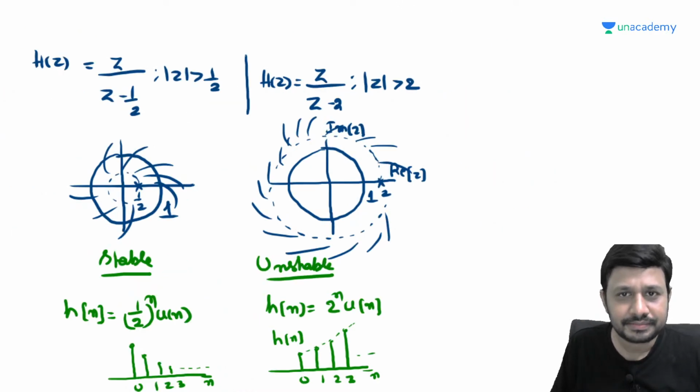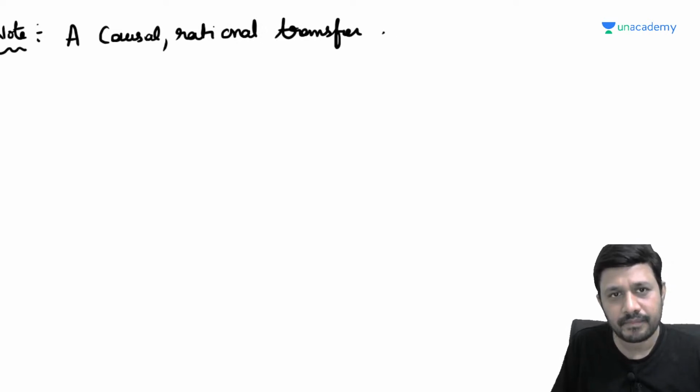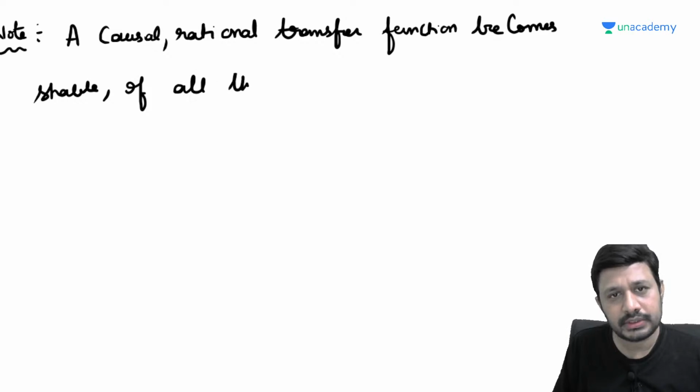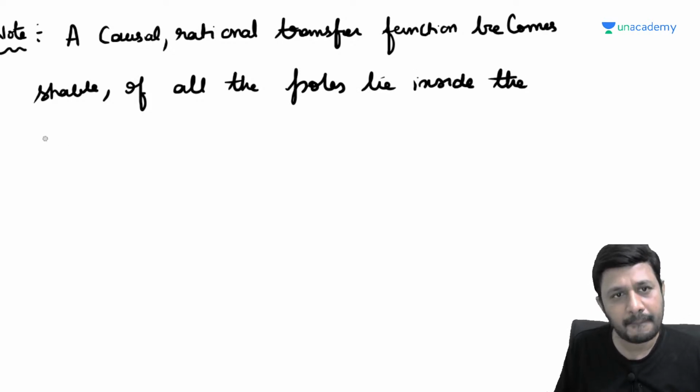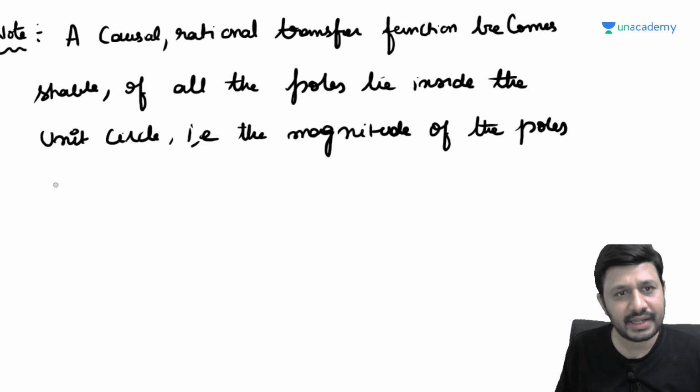So let me write that statement. Very important statement. Note, a causal rational transfer function becomes stable if all the poles lie inside the unit circle. That is, the magnitude of the poles must be less than 1.